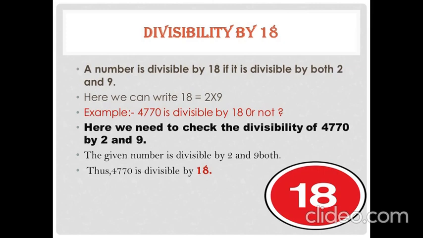Now let us check whether it is divisible by 9 or not. To check this, we have to add all the digits of the given number. These are 4 plus 7 plus 7 plus 0. It becomes 18, and 18 is divisible by 9. That's why the number 4770 is divisible by 9 also. So the given number is divisible by 2 and 9 both. Finally we can say that 4770 is divisible by 18. In this manner we can check whether the given number is divisible by the given composite number or not.